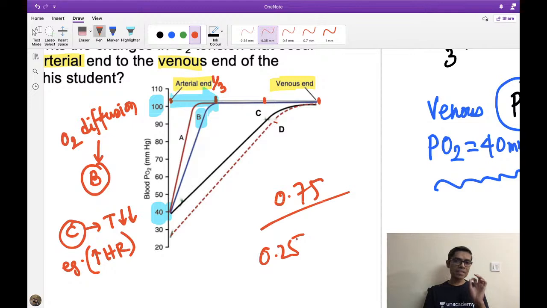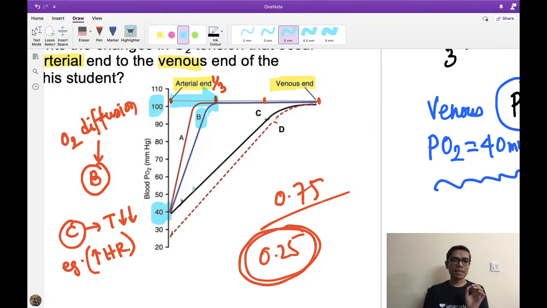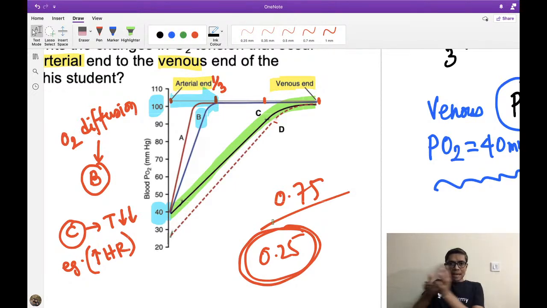So the obvious thing is that the diffusion equilibrium requires at least 0.25 second. When the transit time is less, the diffusion equilibrium will not be reached initially. It will take some more time, and equilibrium will be reached at the end of the venous end. Getting my point? Getting the understanding? You have to think of this: if the blood is flowing in a rapid manner, when the heart rate is high, then your transit time is reduced.